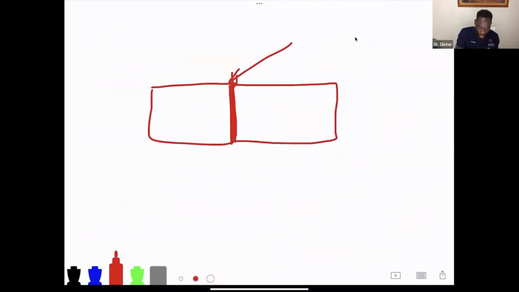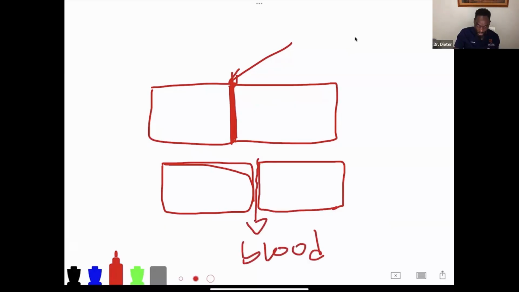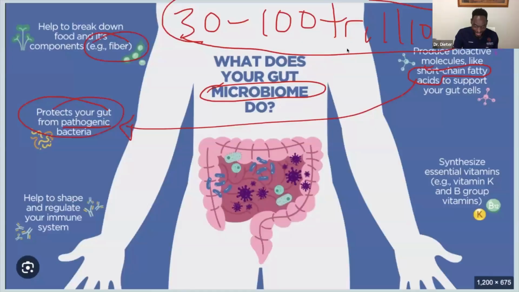If this junction is not tight, the opposite, it will look like this, where you may have a weakness. Instead of having this situation here, you have it like that. And there is a weakness in this wall where bacteria can now leak and get into the blood and cause infections. So that is how the short chain fatty acids protect us from pathogenic bacteria.